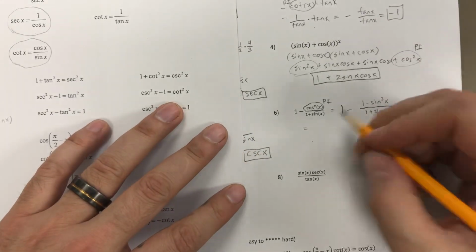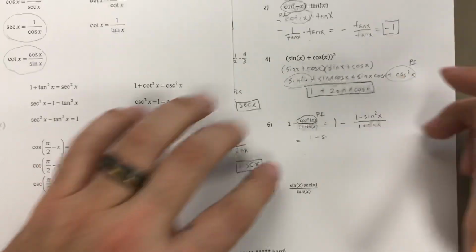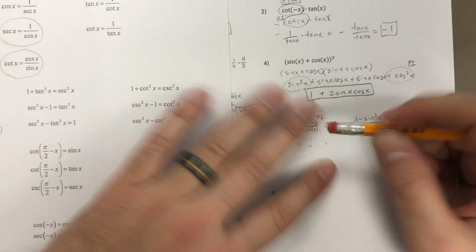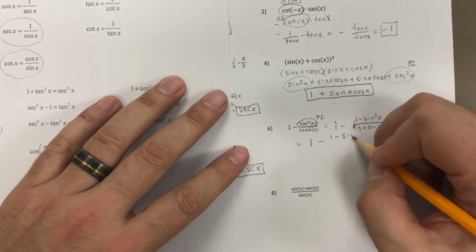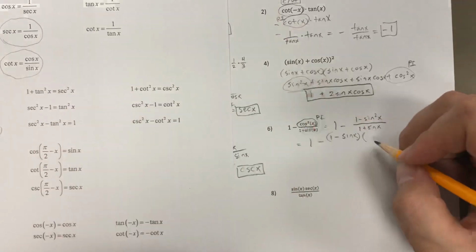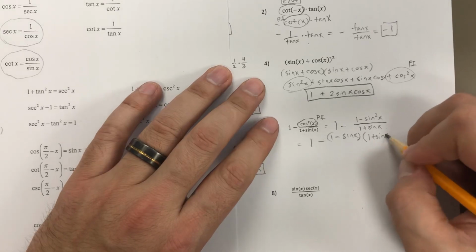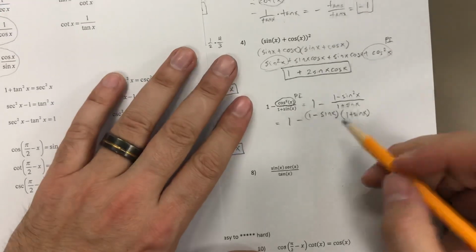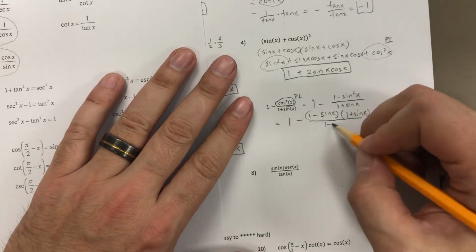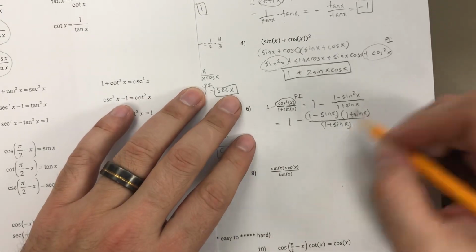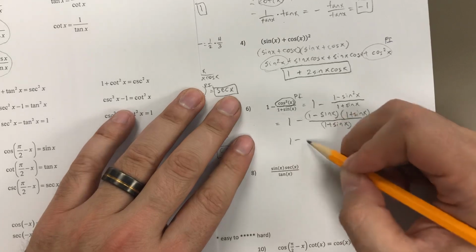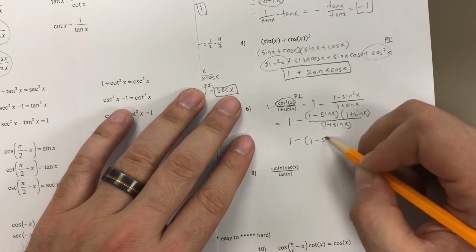So using difference of squares, I get 1 minus sine of x and 1 plus sine of x in the numerator. That's what that factors to be. And then in the denominator, I've still got that 1 plus sine of x. And those 1 plus sine of x's will cancel on out, and I've got 1 minus sine of x.